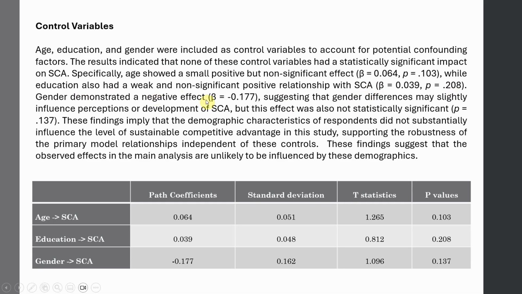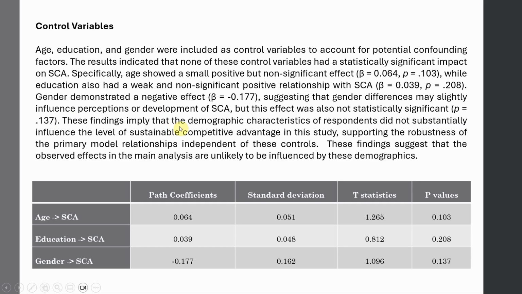Gender demonstrated a negative effect, suggesting that gender differences. Now, why are we using the word differences here? Because gender is a categorical variable with 2 categories. And when you are assessing its impact on any other variable, you look at the differences between the 2 genders for that particular variable. May slightly influence the perception or development of SCA, but this effect was also statistically insignificant.